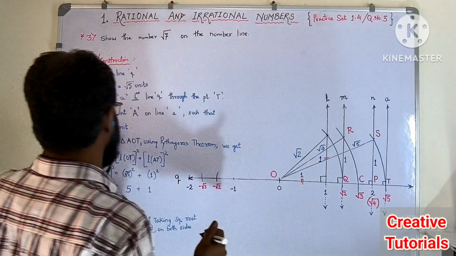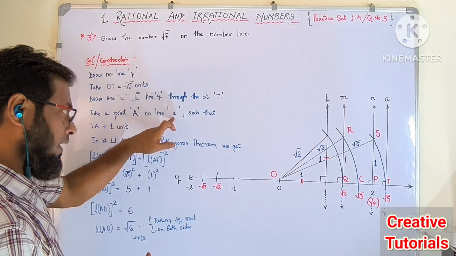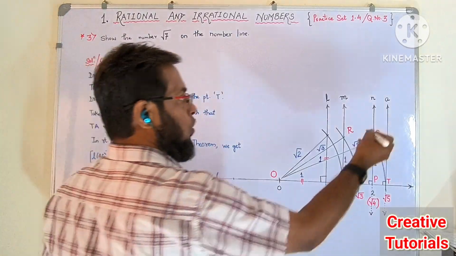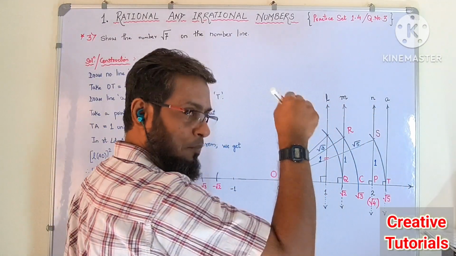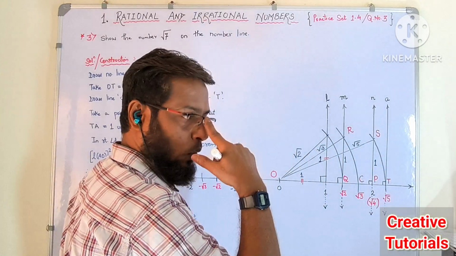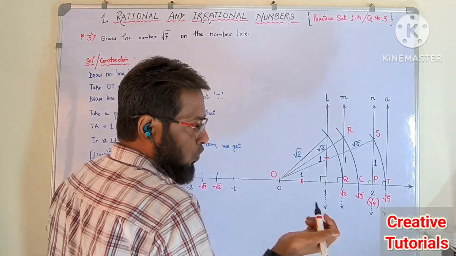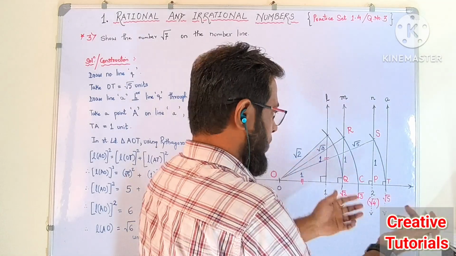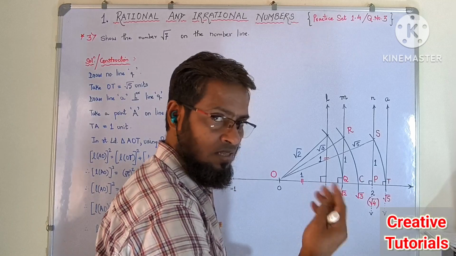All right, then they're telling us to take a point A on line small a such that TA is equal to 1 unit. That means on this line small a, we need to take one point capital A such that our distance TA becomes 1 unit. I have told you this: for each and every irrational number to show on the number line, we will keep this distance or height the same. You can say, see, 1 unit, 1 unit, 1 unit. Here also it is the same thing.